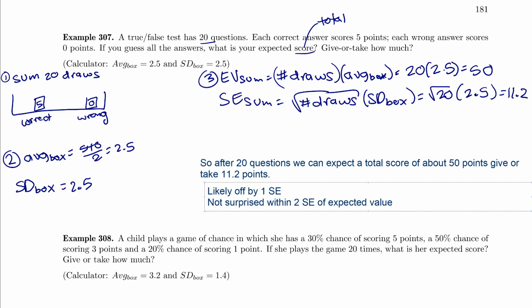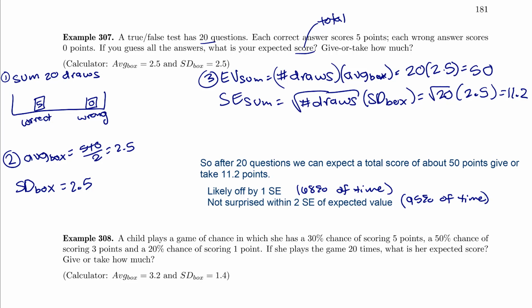So when I say you're probably going to be about 50 points, give or take 11 points, that's the most likely. That's the 68% of the time you're going to be within one standard error. But 95% of the time, you're going to be within 2 standard errors. So if you tie your class to this, most of them will be within 2 standard errors, so within 22 points of that 50. Okay. So if we ask for likely off by or give or take, that's 1 standard error. If we ask if you're surprised or not, that's 2 standard errors.